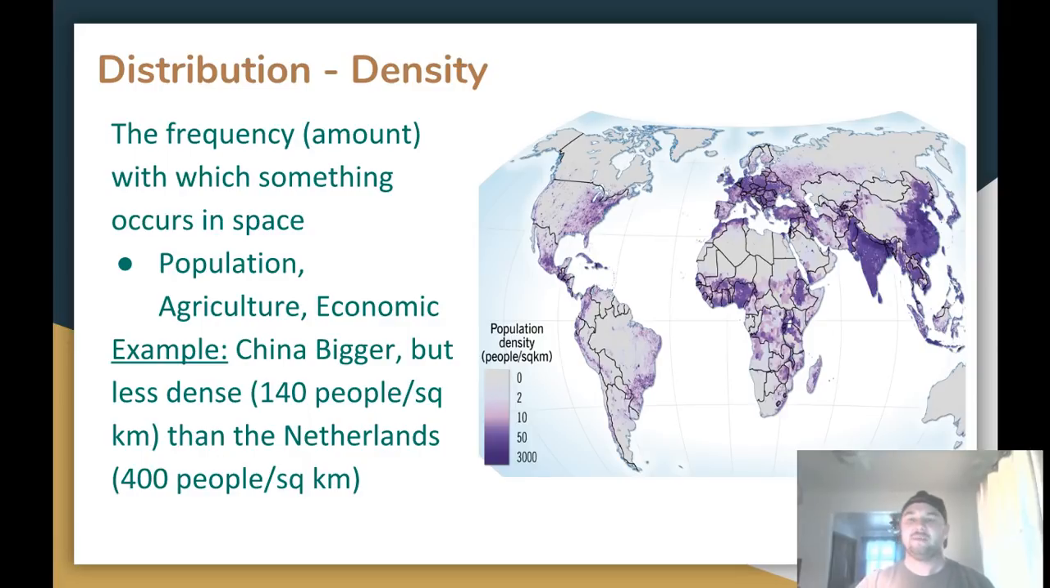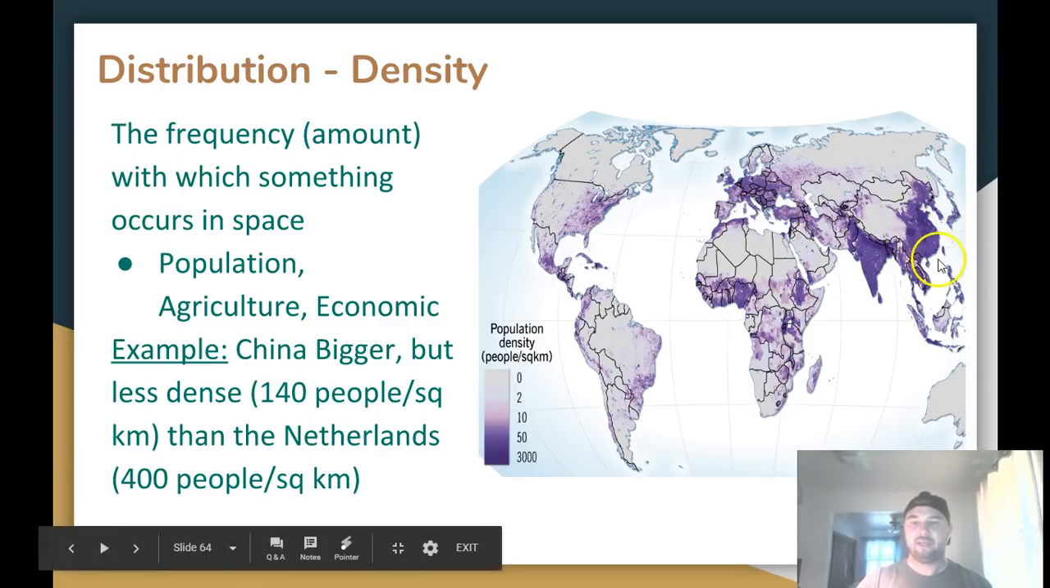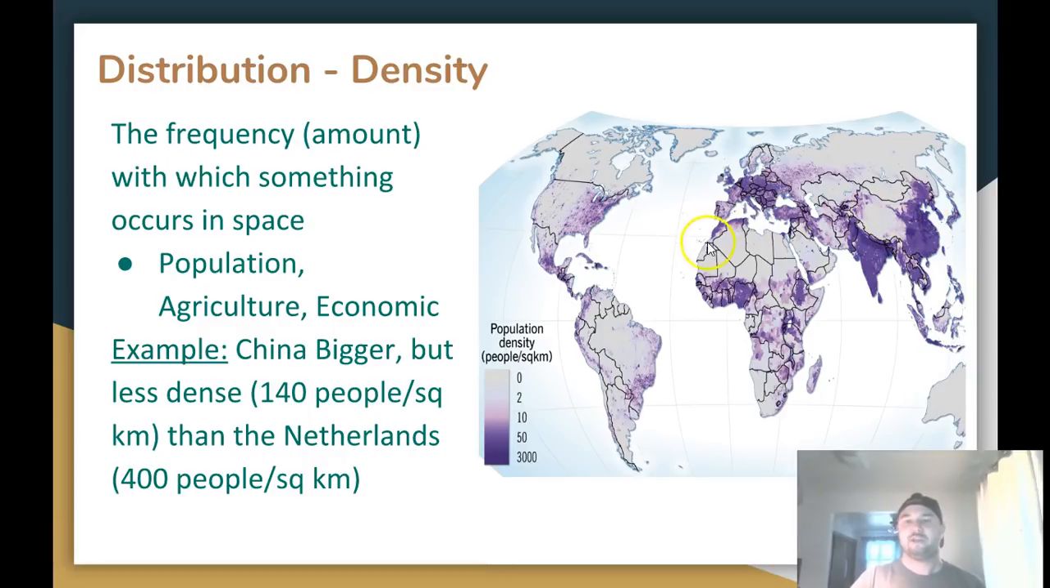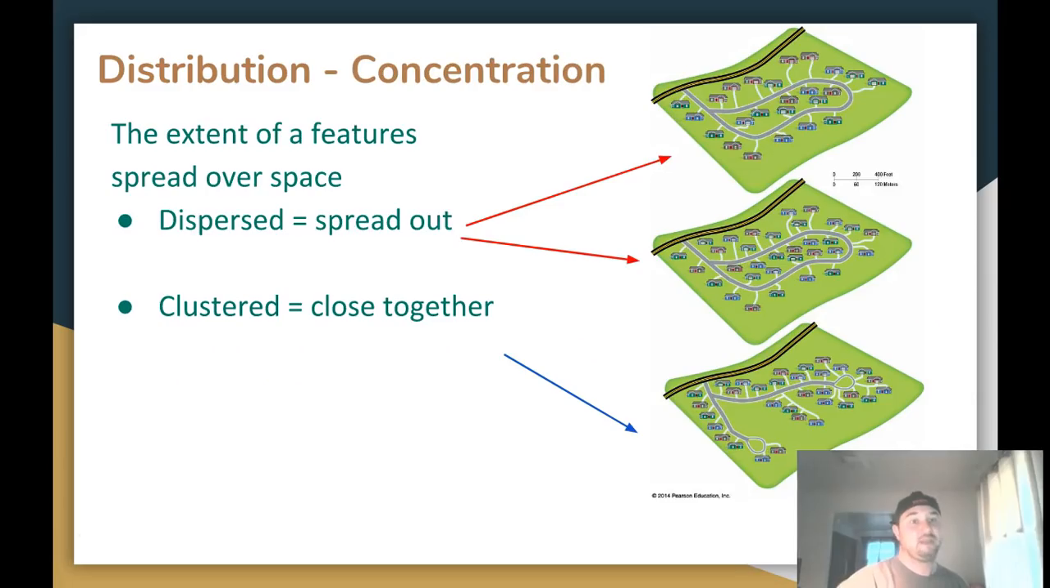All right. On this map here, you can see there's a high density of people in India and the eastern part of China. Whereas if you look in northern Africa where the Sahara is, you're going to have less density or less frequency in that space. Now, this doesn't mean clustered. This means frequency, how many are in there. They can be clustered or dispersed. It does not matter for density. Now, concentration, where you're talking about spread out, okay, like these houses in these neighborhoods, everything's kind of spread out.